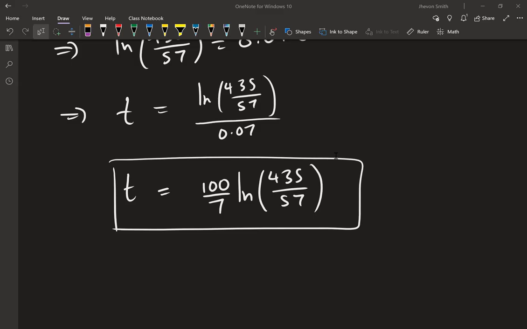And I don't know, do I want to actually try this in a calculator? Okay, ln of 435 divided by 57. Times 100 divided by 7. So it'll take roughly 30 years.